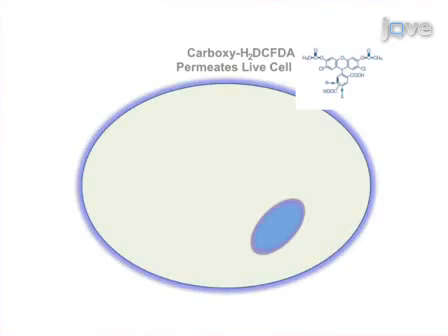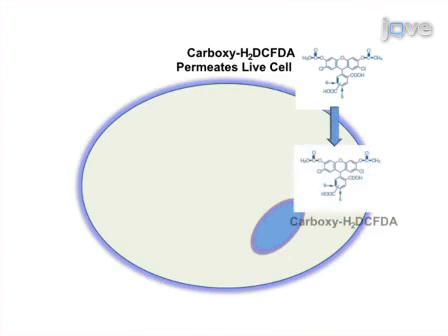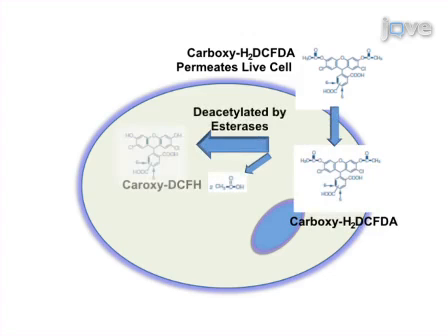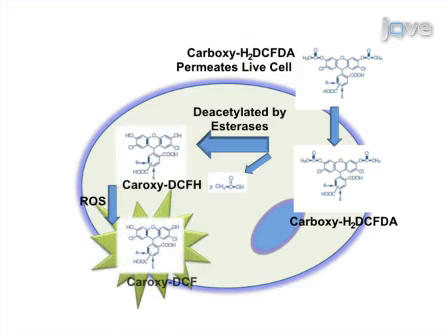Next, to assay for reactive oxygen species, the cell permeable indicator CMH2-DCFDA is added to the cells. CMH2-DCFDA enters the cell as a non-fluorescent compound. There, cellular esterases remove the acetate groups. If reactive oxygen species are present, the compound is oxidized and becomes fluorescent.